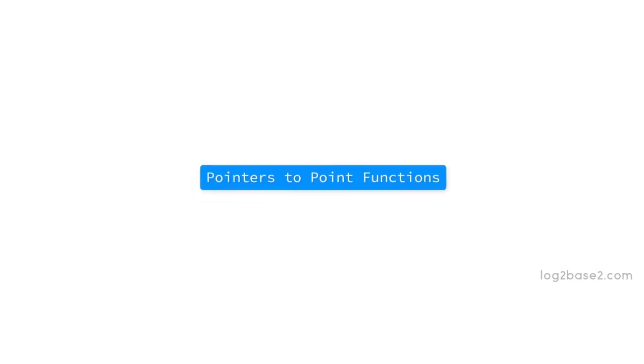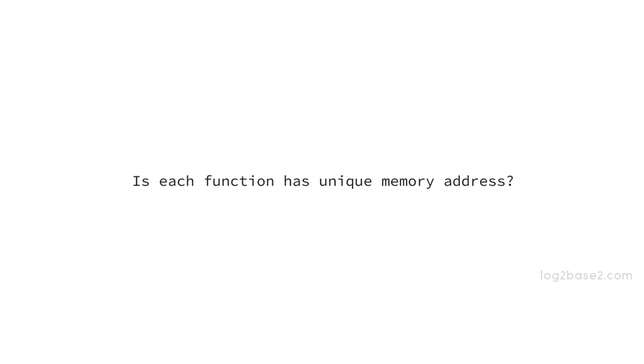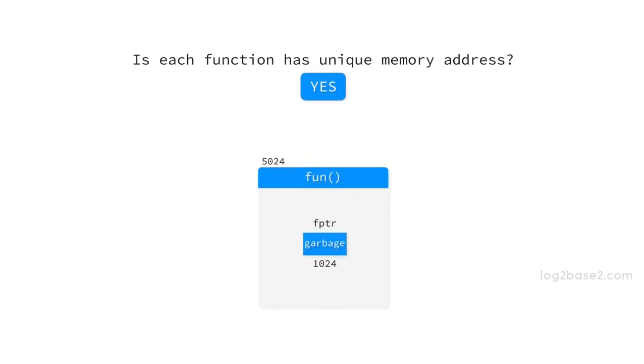But what about functions? Does each function have a unique memory address? The answer is yes. Like every variable, a function also has a unique memory address. Take an example. Here, the address of the function fun is 5024.